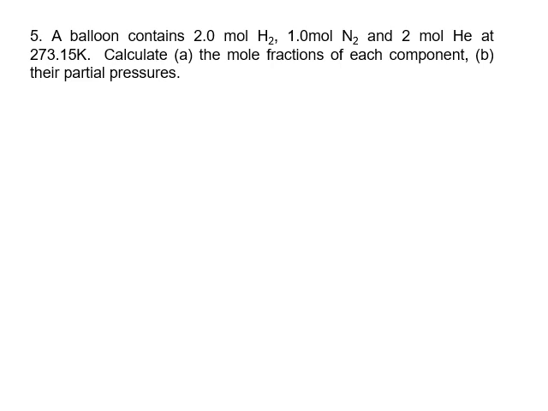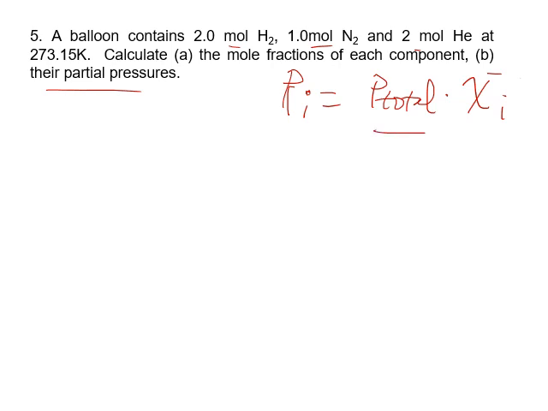We know the number of moles, and we can calculate the mole fraction for each of them. To calculate partial pressure, we know the equation that the partial pressure of gas i equals total pressure times the mole fraction. So we need to know the total pressure. For a balloon in the air, the pressure inside the balloon must equal the pressure outside. Outside is 1 atmosphere, and therefore the total pressure inside the balloon must be 1 atmosphere.